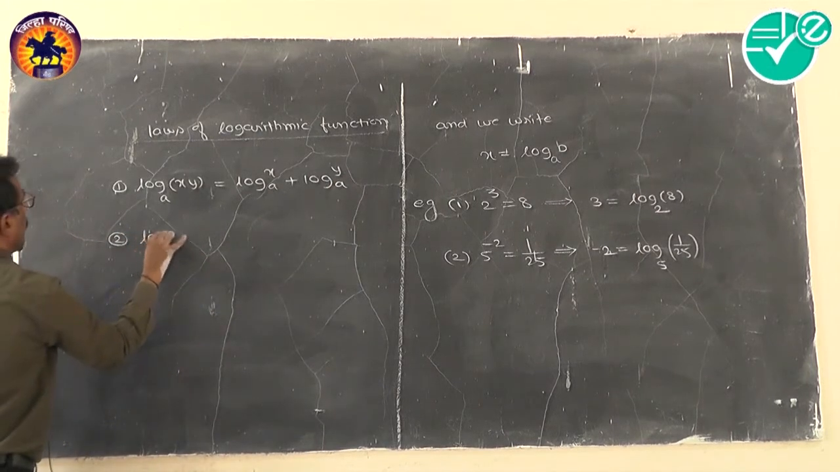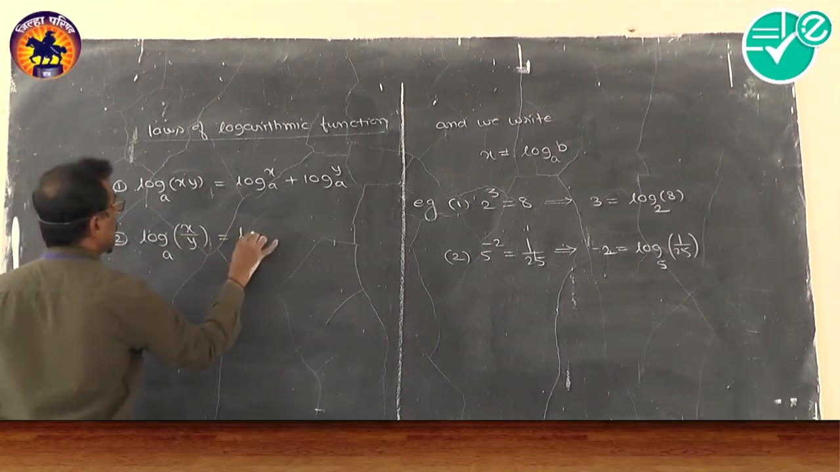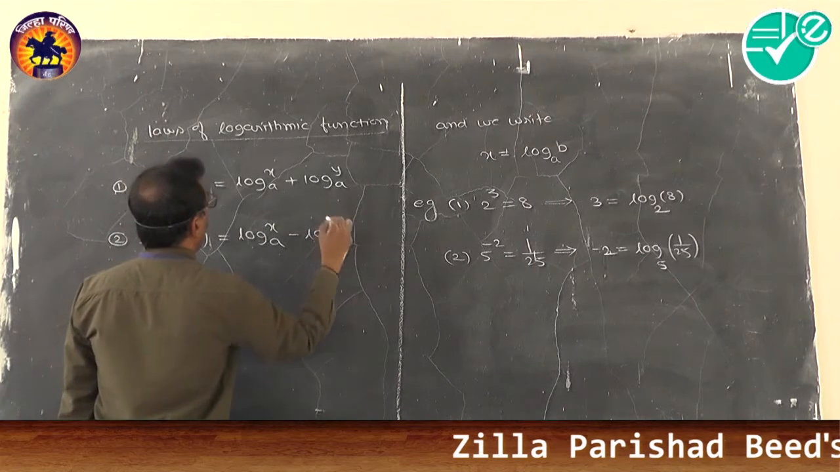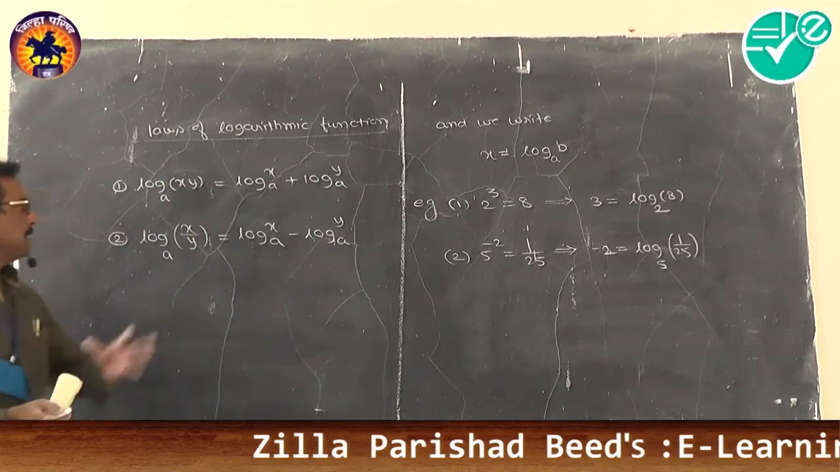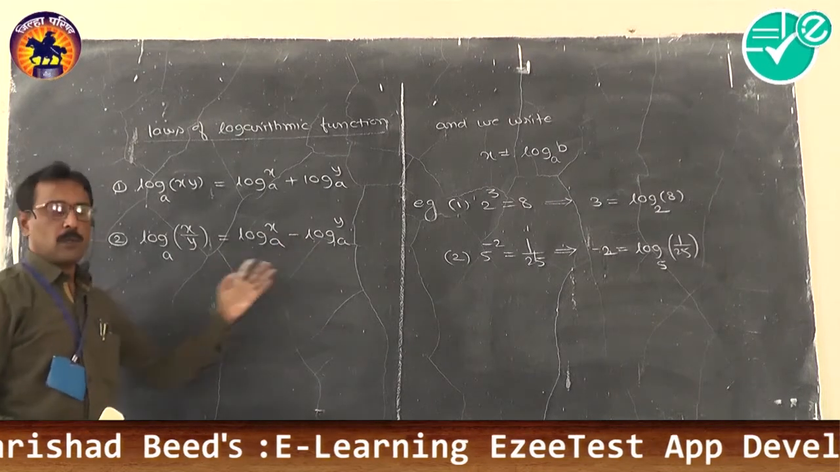If it is asked for log of x upon y to the base a, then we can split this as log x to the base a minus log y to the base a. Means if it is multiplication, then addition of logarithm. When it is division, then subtraction of logarithm.